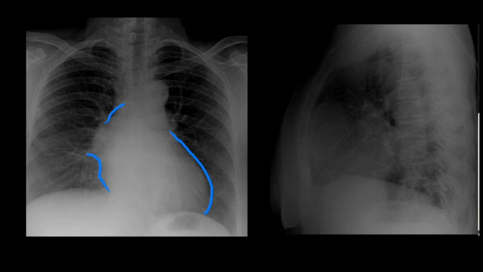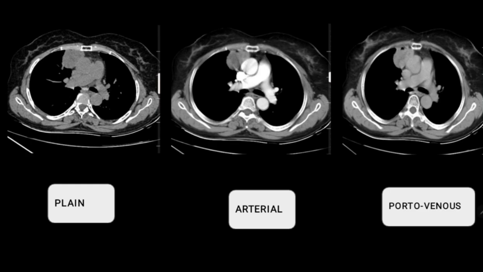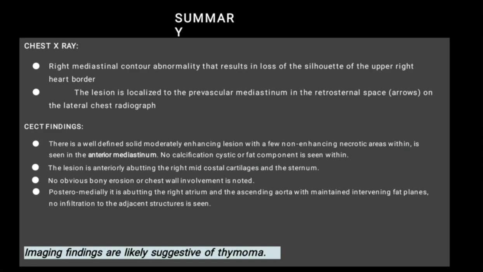Then we can confirm it with a lateral X-ray where the retrosternal clear space is lost. So this is an anterior mediastinal mass, and we confirmed it with an HRCT thorax with contrast, where there was a fairly well-defined, well-circumscribed small lesion in the anterior mediastinum with few areas of necrosis and few areas of enhancement. So it was a right mediastinal contour abnormality that resulted in loss of silhouette of the upper right heart border, and the lesion is localized to the prevascular mediastinum in the retrosternal space on the lateral chest radiograph.